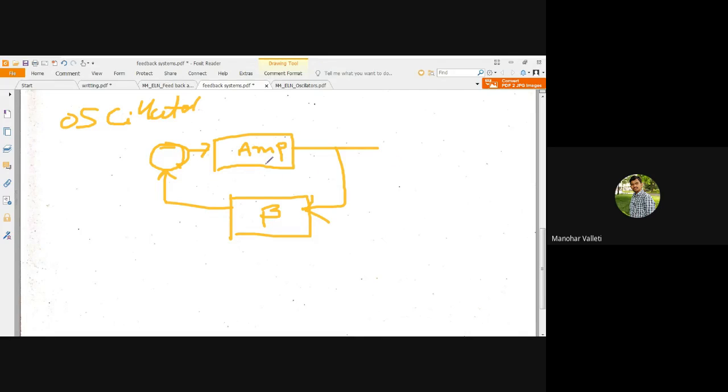And the feedback gain of the positive feedback is A by 1 minus A beta. So the denominator, you just see, is less than 1, obviously, since 1 minus A beta is there.